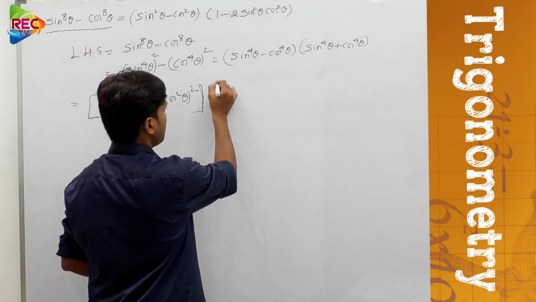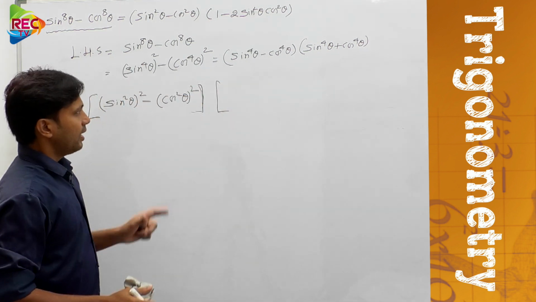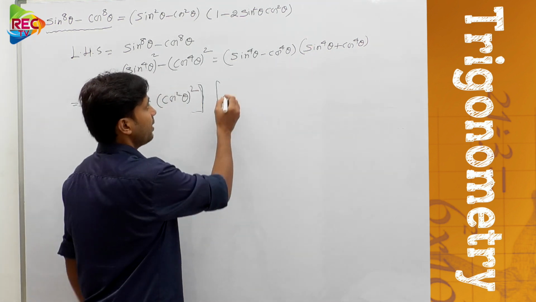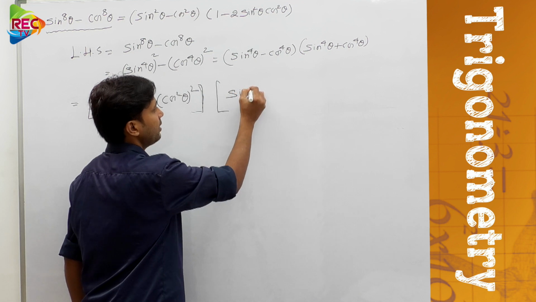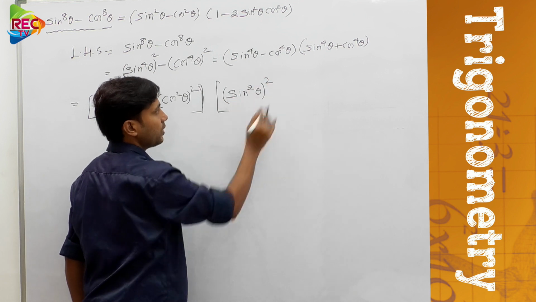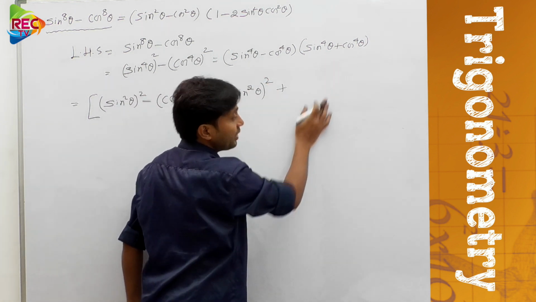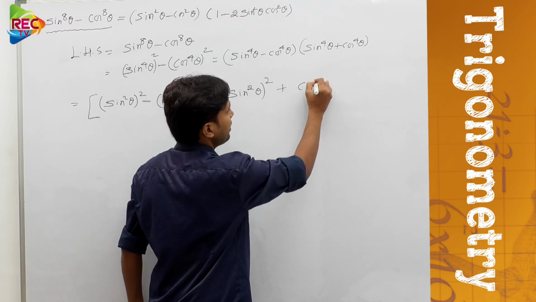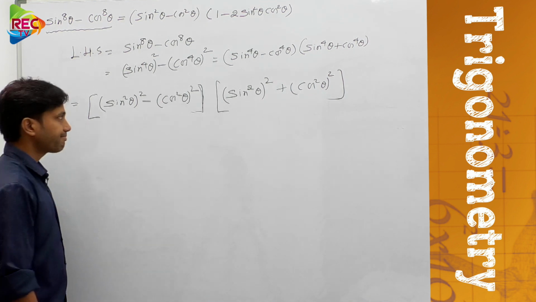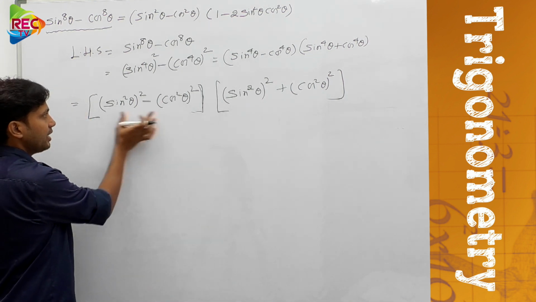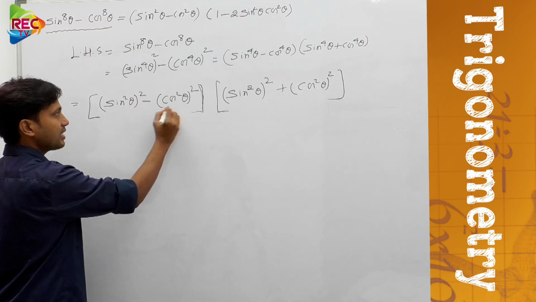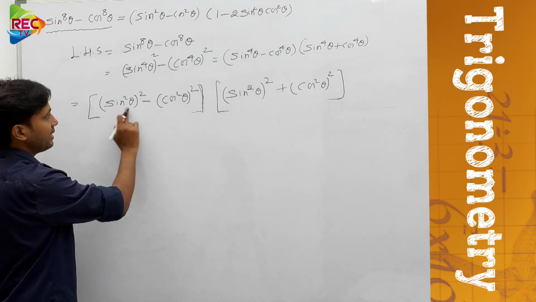Now I want to rewrite this term also. Modify this sin power 4 theta: sin power 4 theta can be written as sin square theta whole square, and cos power 4 theta also can be written as cos square theta whole square. Now again if you consider this sin square theta as a and this cos square theta as b, again this is in the form of what?